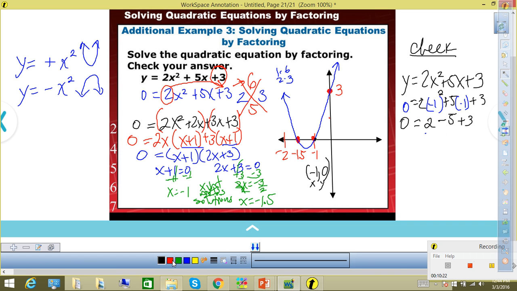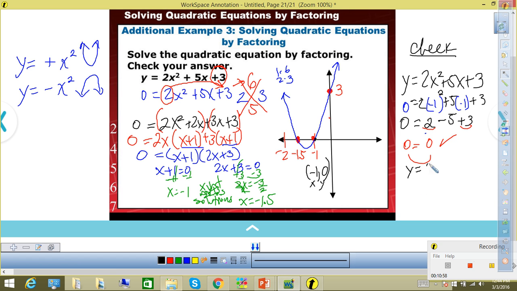You can combine like terms. Yes, Mr. Q. All right, good. 2 plus 3, 5 minus 5. And that's how you check. You saw it? Yes. That's a good question. Let's try negative 1.5. Everybody say thank you, Santi.